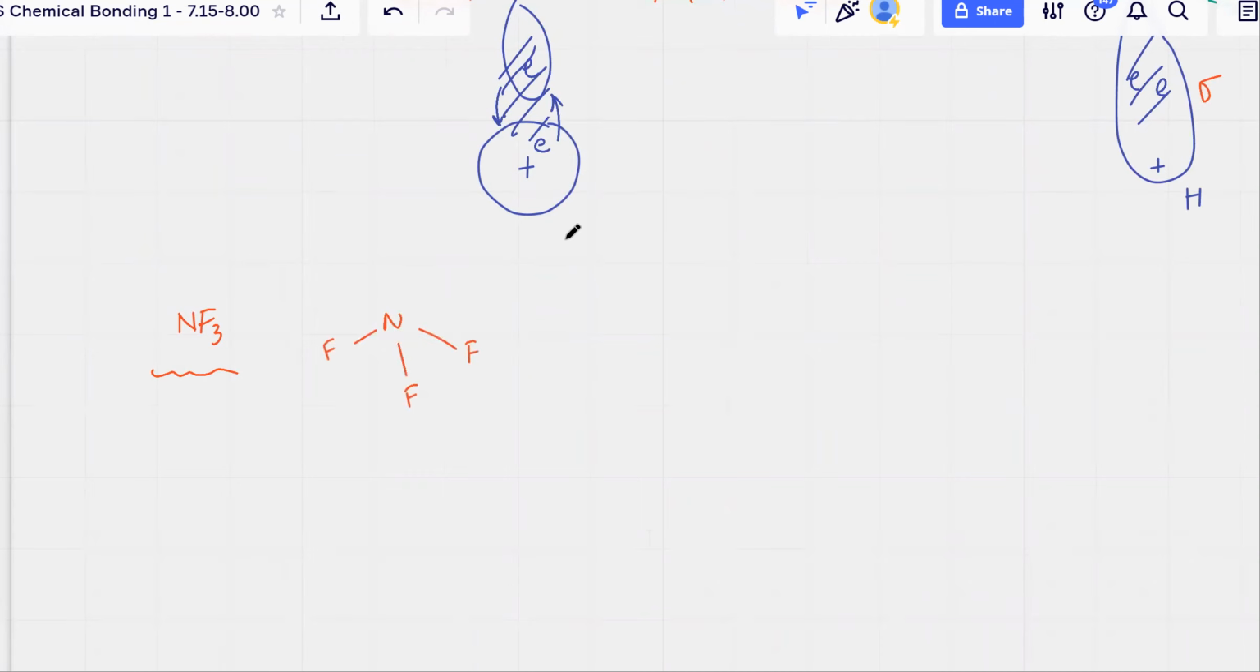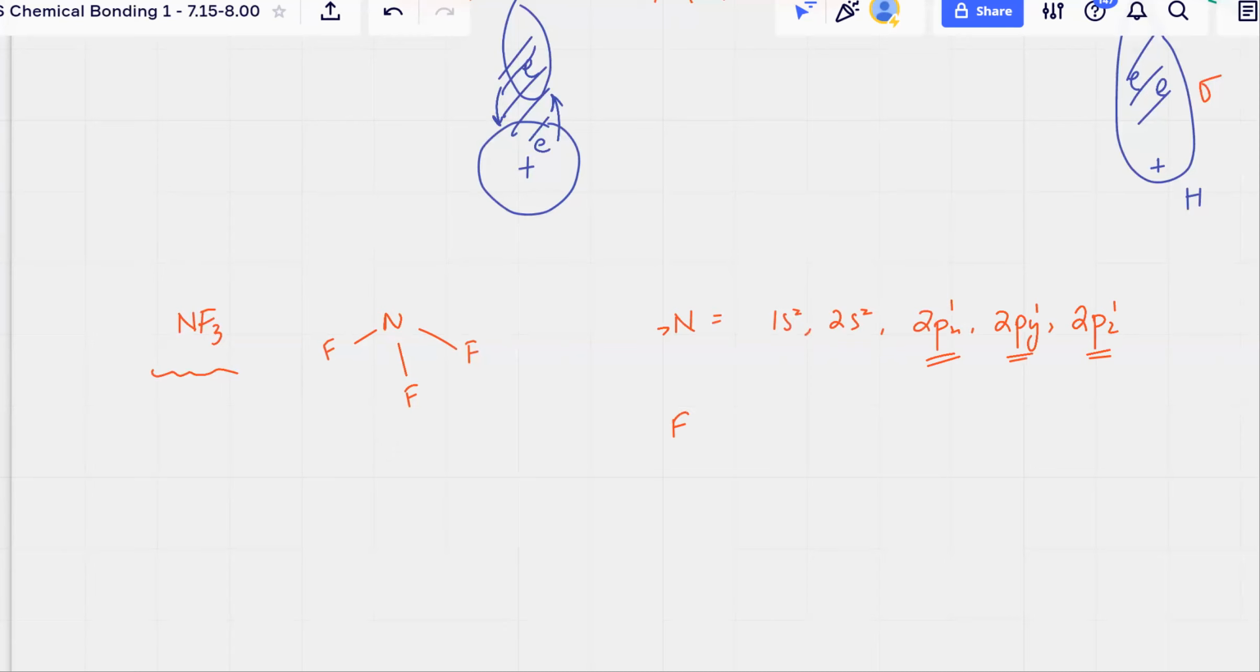So N's electronic configuration is, it's got 7 electrons. So it's 1s2, 2s2, and 2p3. So that means the 2px is half filled, it needs 1 electron. The 2py is half filled, it needs 1 electron. And the 2pz is also half filled. So each one of them, they need 1 electron each. So that's 7 electrons. And each one needs 1 electron.